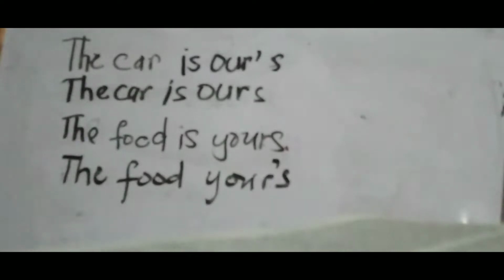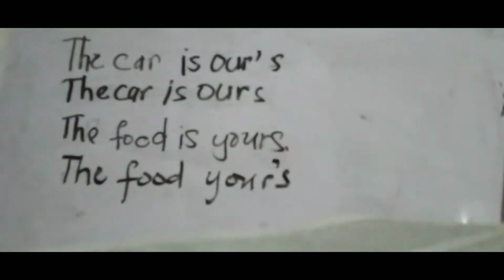Now here we have some possessive personal pronouns. Personal pronouns in the possessive form. Now we have the car is ours, and we have the car is ours. But the difference between the two is that one of them has ours with an apostrophe, while the other doesn't have an apostrophe. And that's a common mistake that we make in English sometimes. So the correct thing to have here is the car is ours without an apostrophe.